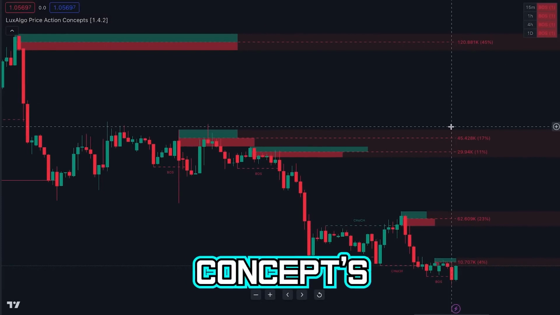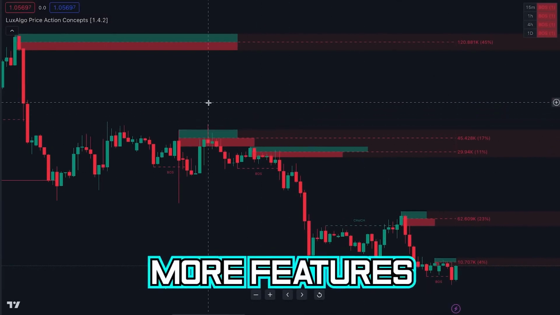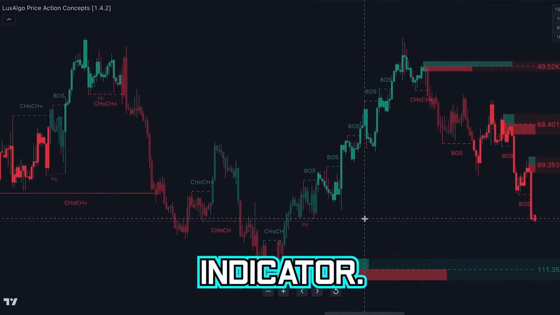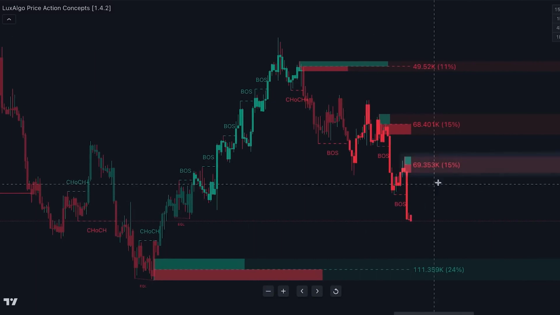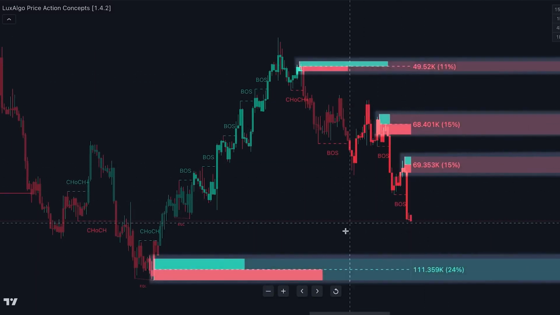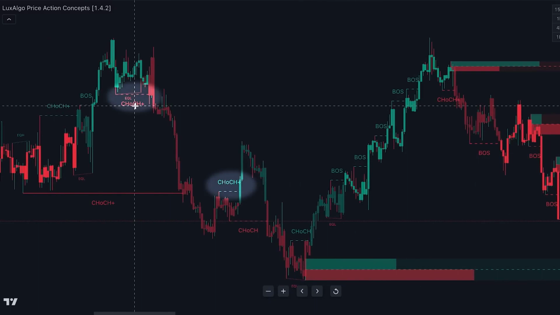The Price Action Concepts Indicator is similar to the Smart Money Concepts Indicator but includes more features and improved versions of the features in the Smart Money Concepts Indicator. If we look closely, we can see that the order blocks now have data regarding the volume that is inside them, so you can know if there are more buyers or sellers, as well as improved market structure labeling to know which labels are more powerful.